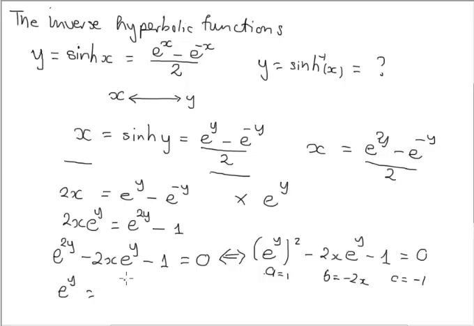which is going to be 2x plus or minus the square root of B squared, which is going to be 4x squared, minus 4ac, which is 4 times 1 times minus 1, then you get a plus because there's a minus there. Then you get plus 4. All that over 2, which is 2 times 1.